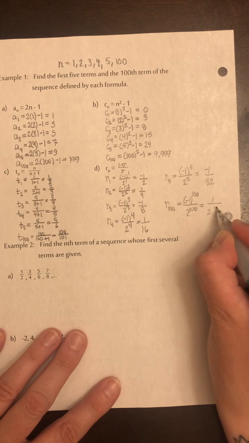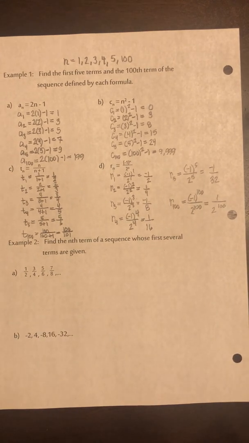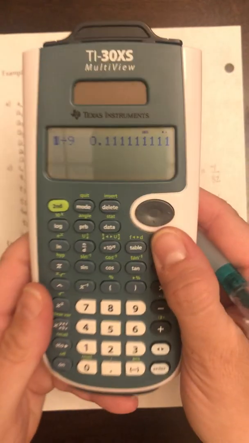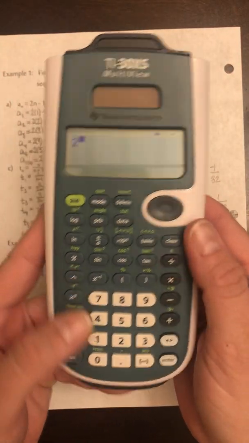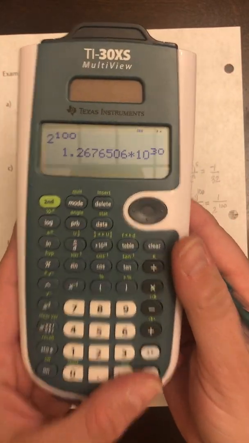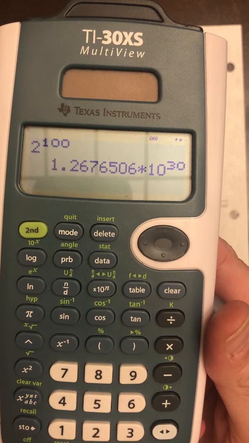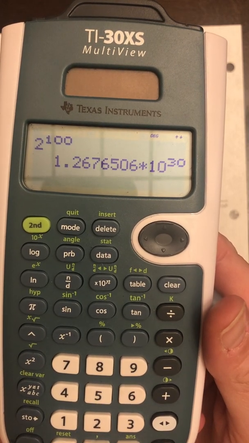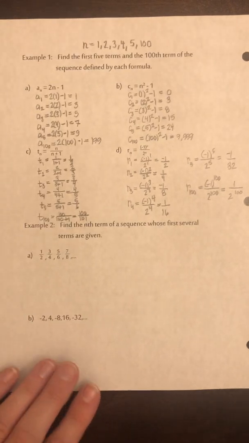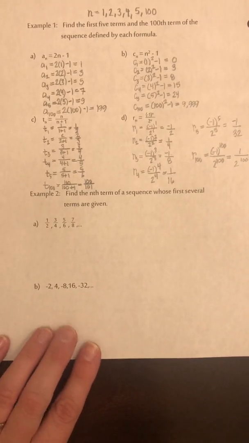2 to the 100th, I am just going to leave it as 2 to the 100 because I suspect that number is so large that the calculator, see, look at that. It gives me the number in scientific notation because that number is just huge. So we are just going to leave it. So we have 1 over 2 to the 100th power for the 100th term.